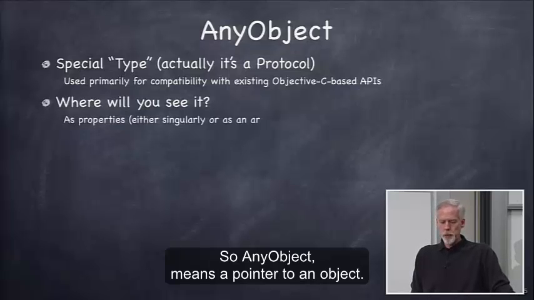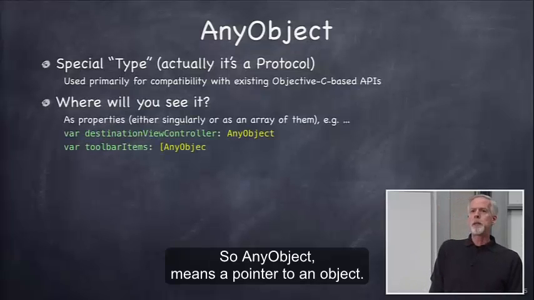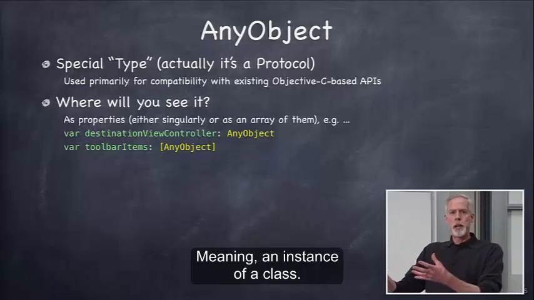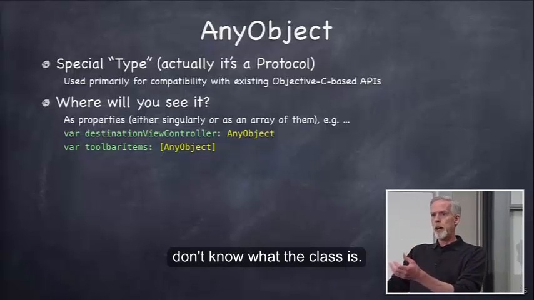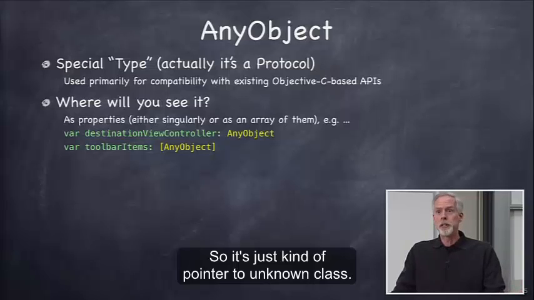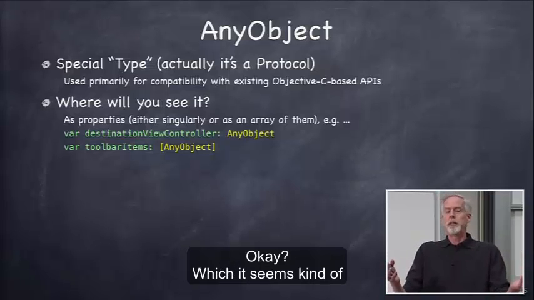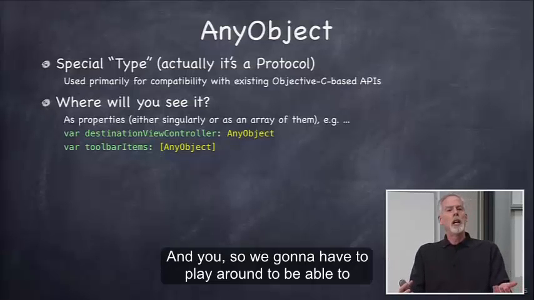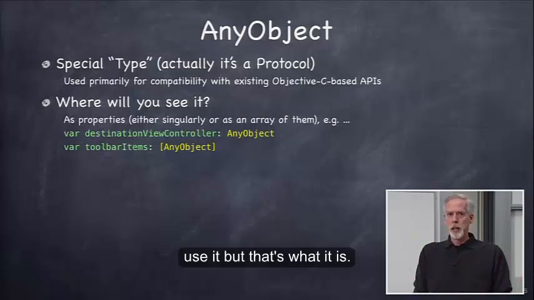Okay. And where will you see it? So AnyObject means a pointer to an object, meaning an instance of a class, that you don't know what the class is. So it's just kind of a pointer to an unknown class, which seems kind of weird, and it is kind of weird. So we're going to have to play around to be able to use it. But that's what it is.